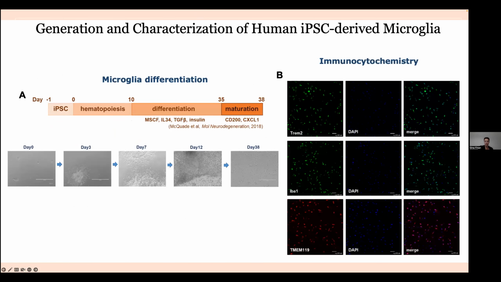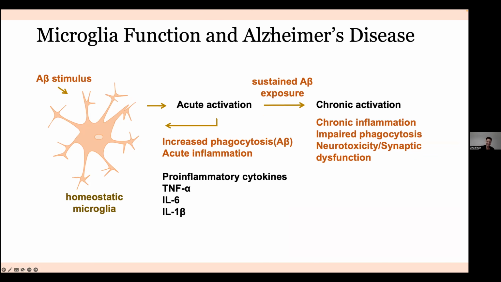Such acute activation can rid the surroundings of the assault, and the microglia can resolve to their former homeostatic state. However, upon a sustained assault, sustained A-beta exposure, the microglia can become chronically activated, resulting in chronic inflammation, impaired phagocytosis, and leading to neurotoxicity and synaptic dysfunction.